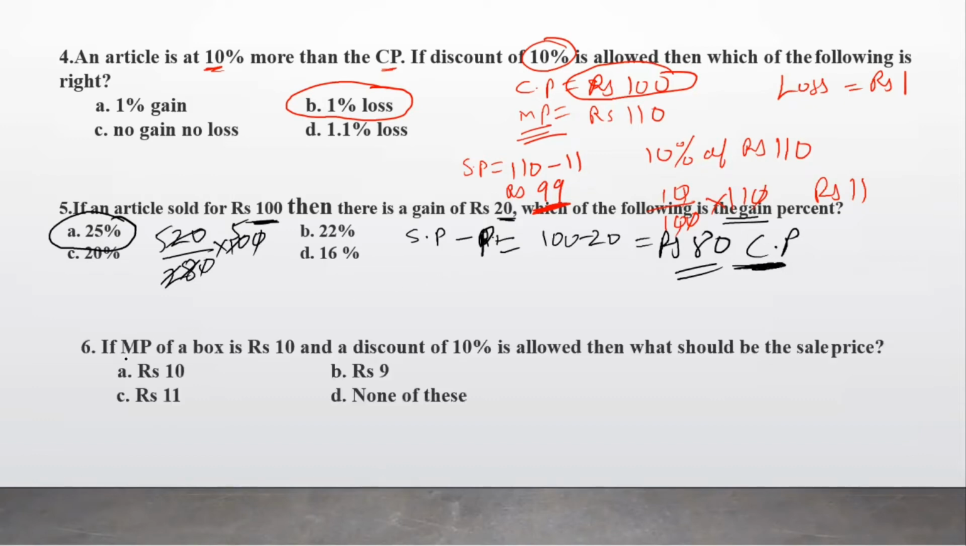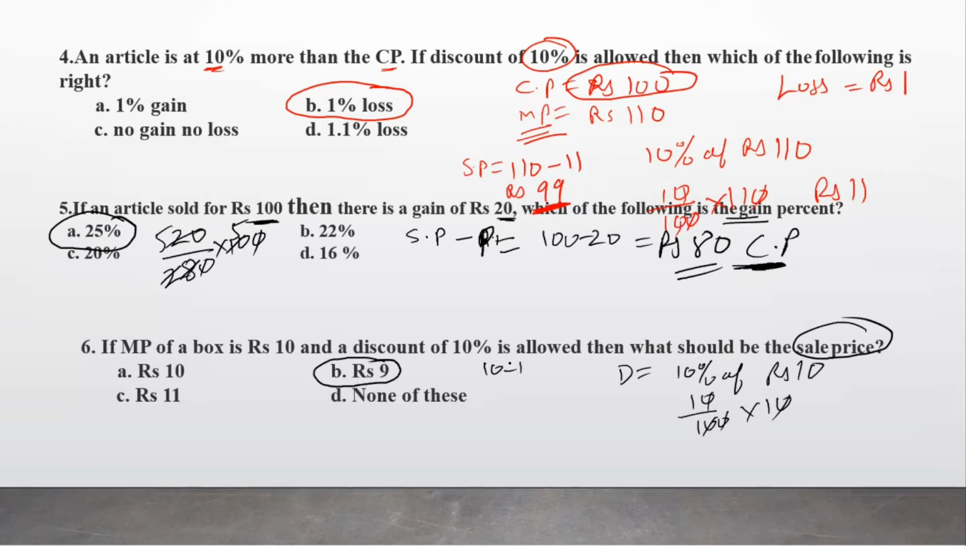Okay, now if the marked price of a box is rupees 10 and a discount of 10% is allowed, what should be the sale price? The marked price of the box is rupees 10, right? And the discount is going to be 10% of rupees 10, which we get as 10 upon 100 into 10, which is rupee 1. So if rupee 1 is the discount, the selling price would be 10 minus 1, which is rupees 9.